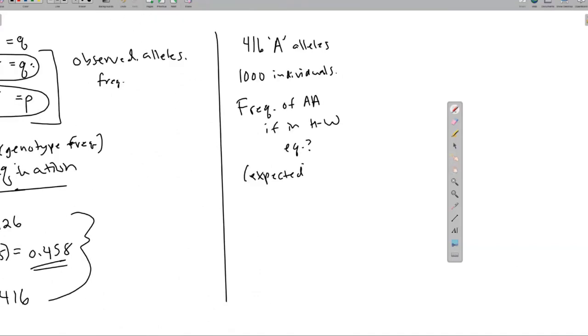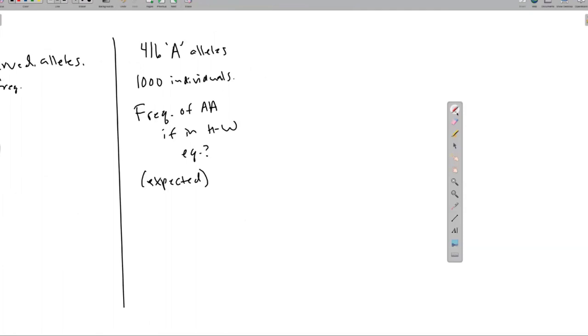what you need. I can either ask you the frequency if it's in Hardy-Weinberg equilibrium or what's the expected frequency. In this case, I'm giving you the number of alleles here. The key is to remember alleles and individuals are not the same thing. We need to first figure out the frequency of the allele. In order to figure out the frequency of getting two together, we need the frequency of just the big A. What we want is the number of big A alleles over the number of total alleles.